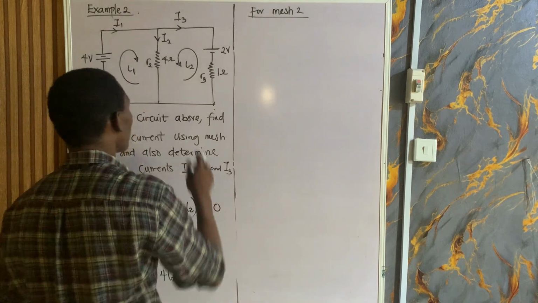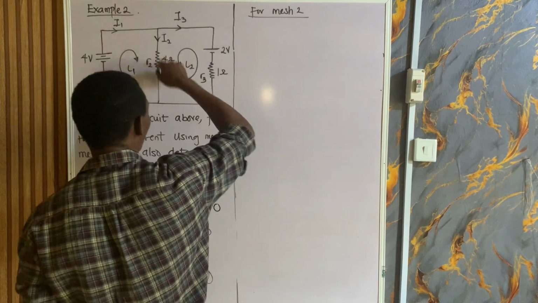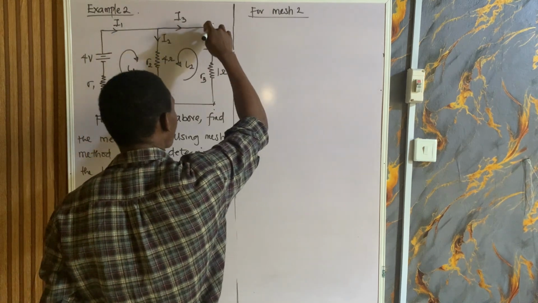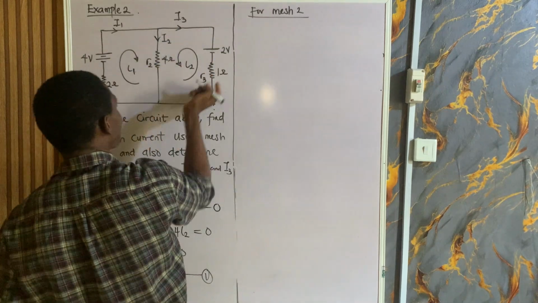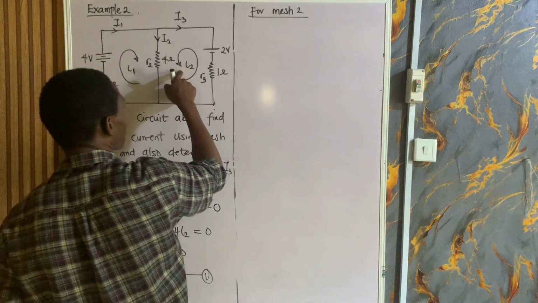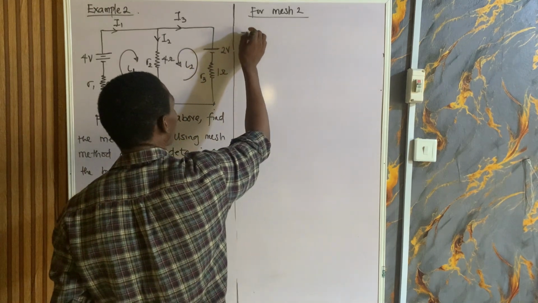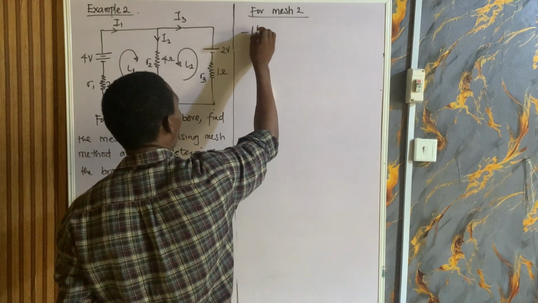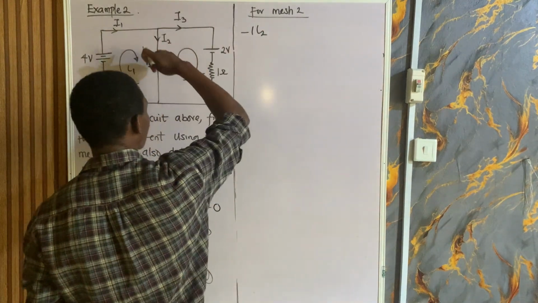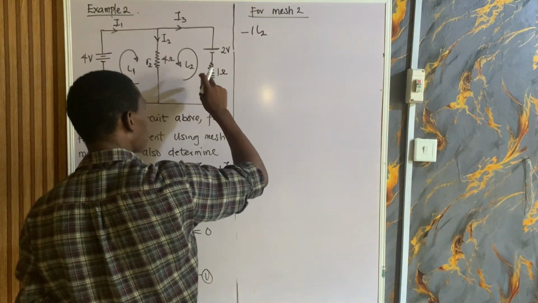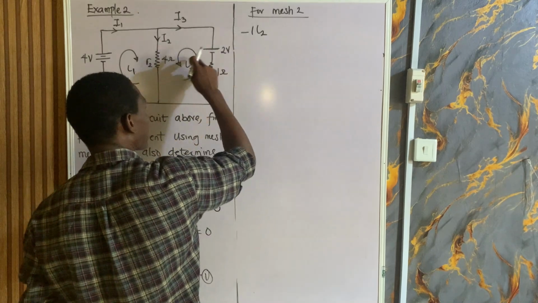Now for mesh 2, which is this now. Nothing to read here. I don't want to start from the middle part. Let's start from here. Now reading this part, I'm reading like this because of this current direction. So let's read now. Starting from here, this will be minus 1 I2, which is like minus I2, because we are going like this. And so, it's still minus. It's the resistor times the current I2.